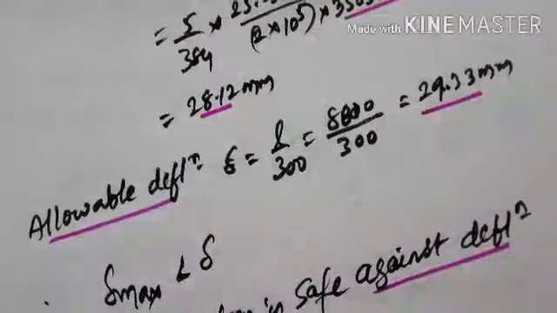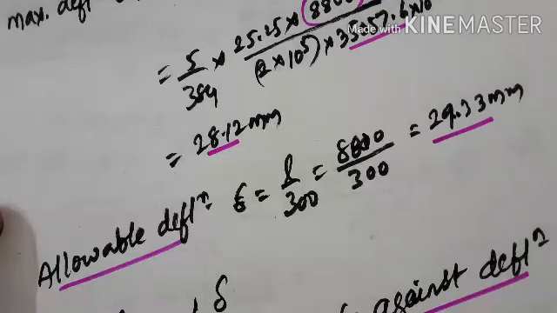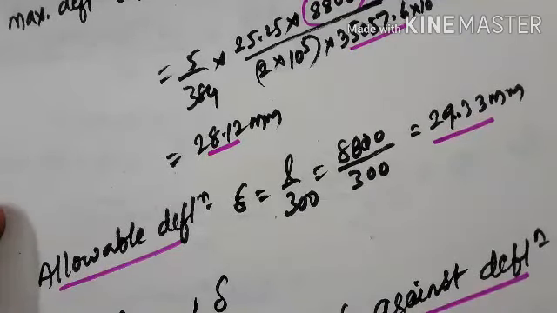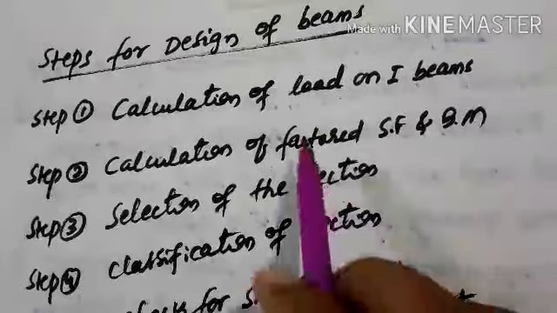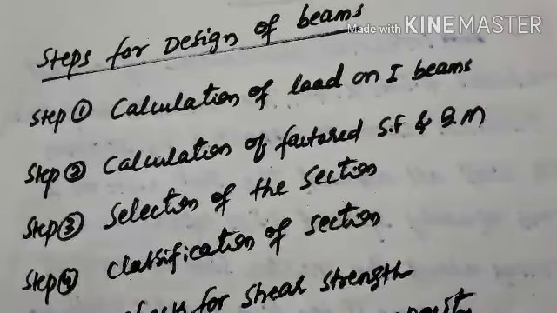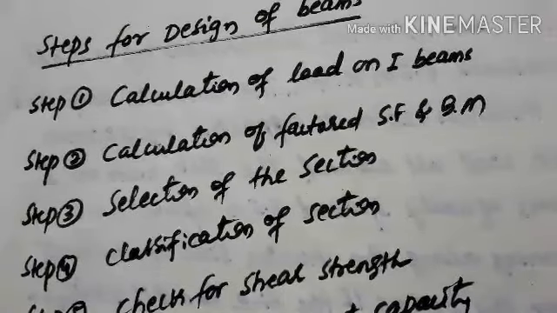Okay, so these are the steps for the design of beam. Very simple, and very easy also. So you have to follow the steps. As I said, step number 1, you need to calculate the load acting on the beam. The second step, you have to calculate shear force and bending moment, that is factored shear force and bending moment.